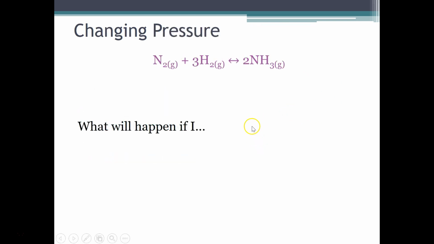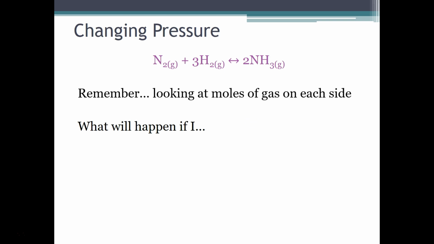All right, so changing pressure. When I look at an equilibrium of gaseous reactants and products, if we change the pressure, we can cause the reaction to shift. When we're looking at these systems, it's important to look at the number of moles of gas on each side, because pressure will always flow from high pressure to low pressure. That's actually how weather works.